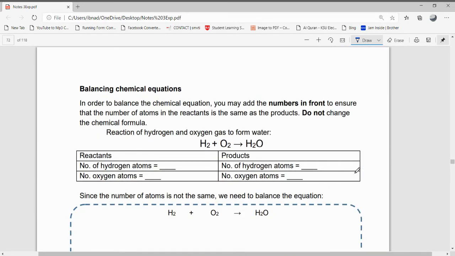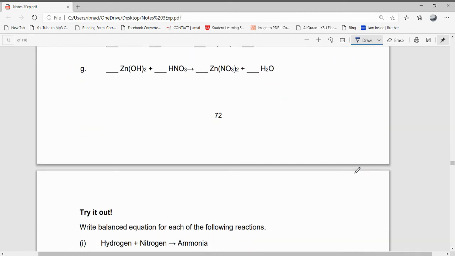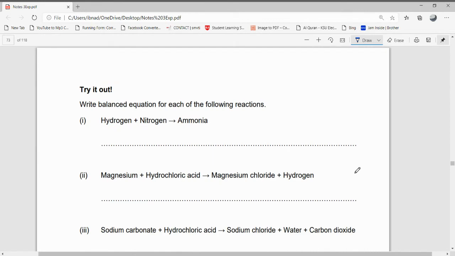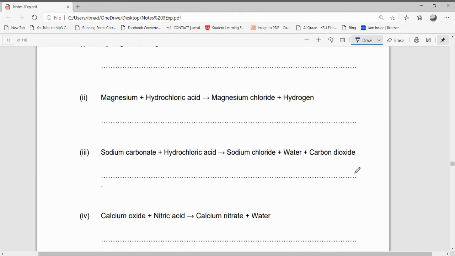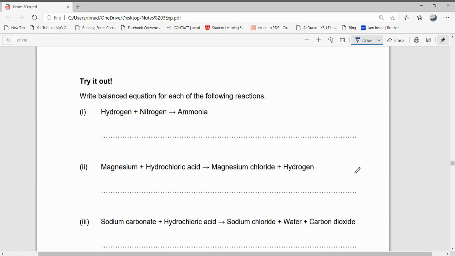Balancing question, I will skip first. So let us go and try out writing down the equations only. We shall do this first. So hydrogen gas, check your previous pages, H2. Nitrogen N2. Ammonia NH3.